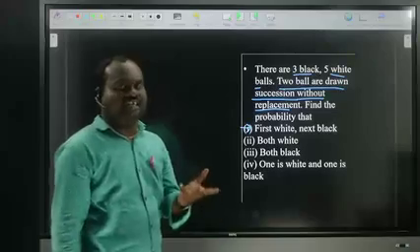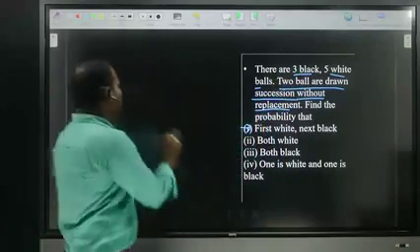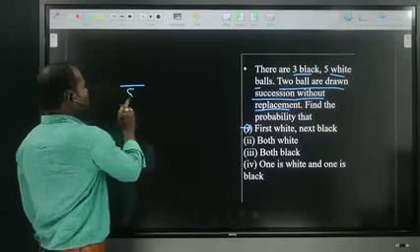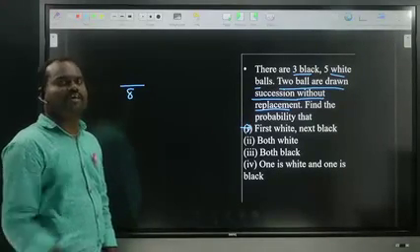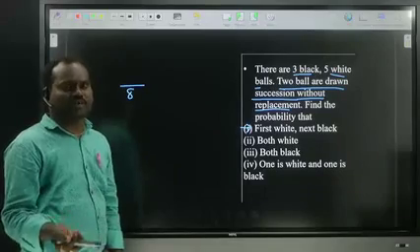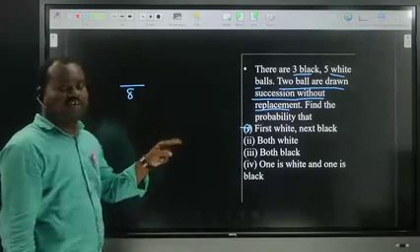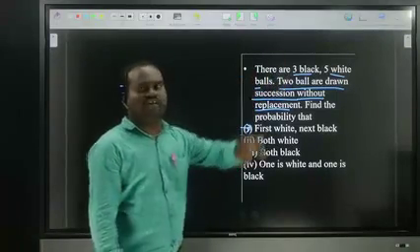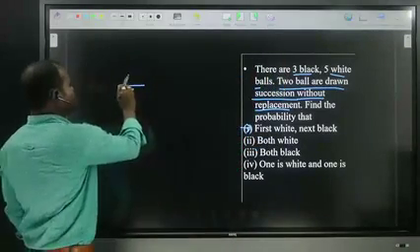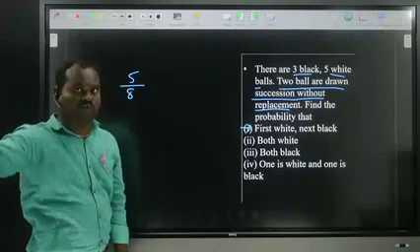Observe, initially the total number of balls is 8. From that 8, taking one ball. Whenever one ball is taken, we should write 8C1, which is nothing but 8 only, so there is no need to write it. From that, the first one you want is white. How many whites are there? 5. So 5 by 8. First ball taken, saw the color and kept outside.